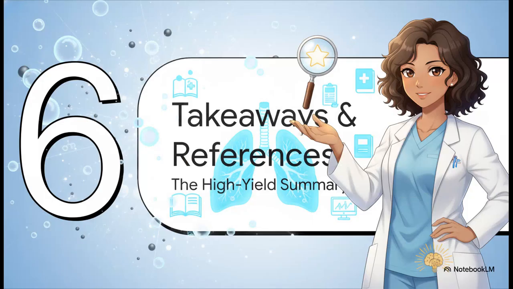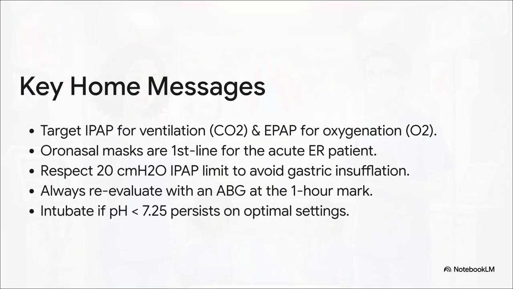Okay, time to wrap up this explainer with some high-yield home messages and our source bibliography. Here are your absolute must-know home messages to arm yourself for your next shift. First, remember your 2 dials. Target IPAP to fix ventilation and clear CO2, and target EPAP to fix oxygenation. Second, grab that oronasal mask. It is your first-line interface for acute patients. Third, respect that 20 centimeters of water IPAP limit so you avoid filling the stomach with air. Fourth, force yourself to reevaluate with an objective ABG at the 1 hour mark. And lastly, have a very low threshold to proceed to intubation if that pH is still below 7.25, despite you maxing out the optimal settings.